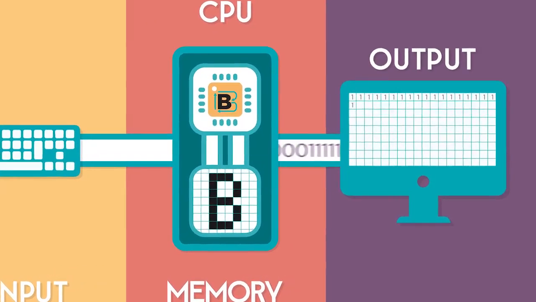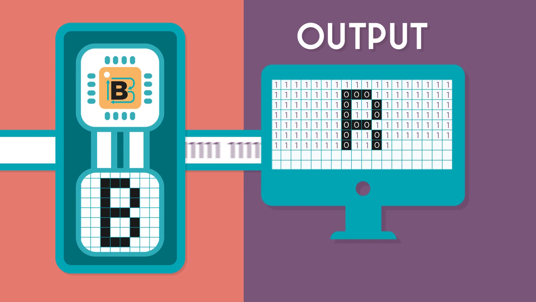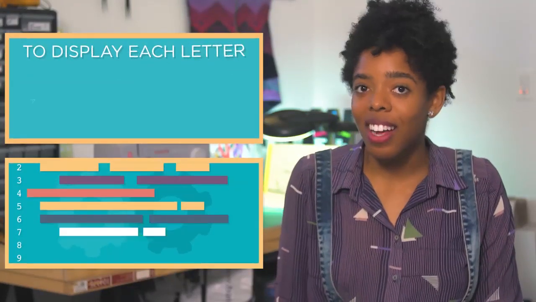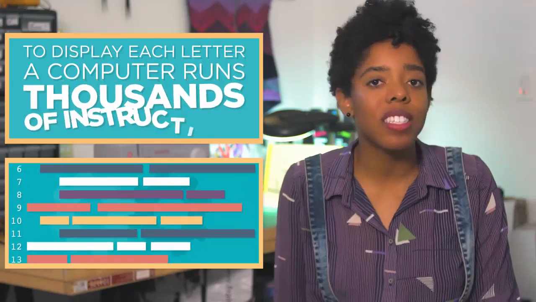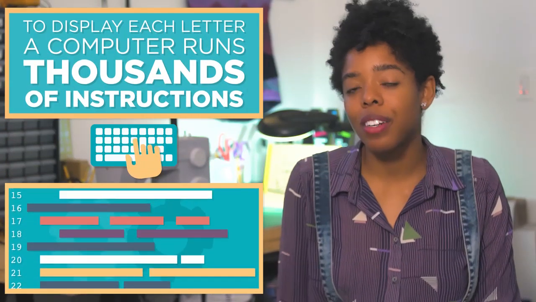Finally, this pixel information is sent in binary to the screen. The screen is an output device which converts the binary signals into the tiny lights and colors that make up what you see. This all happens so quickly it feels instantaneous. But to display each letter, a computer runs thousands of instructions, starting from the moment your finger presses the keyboard.